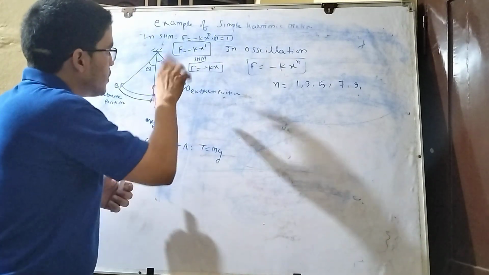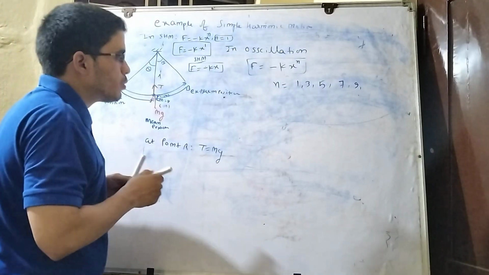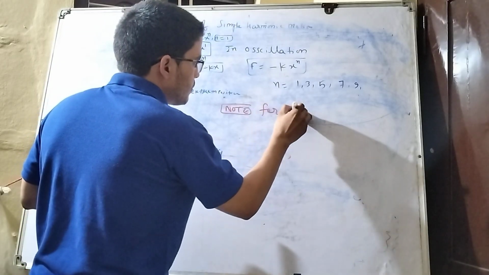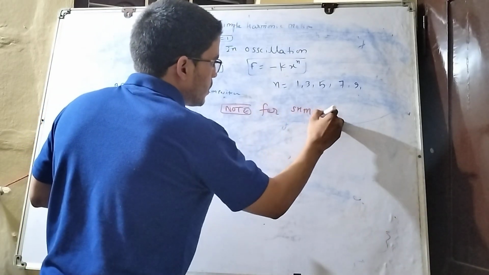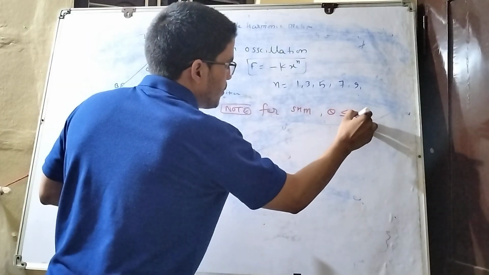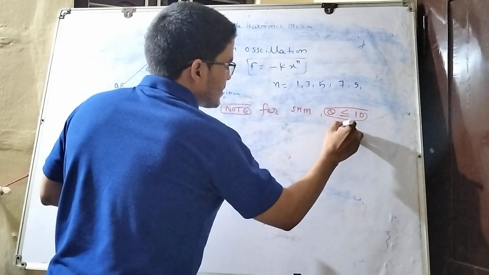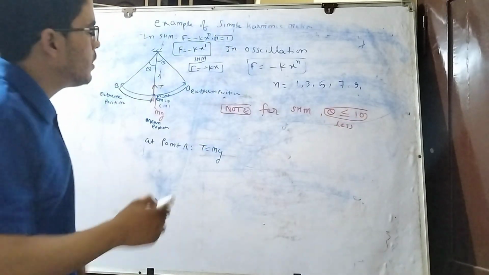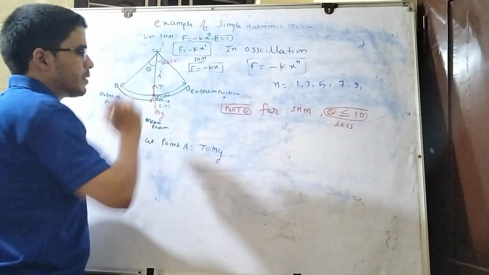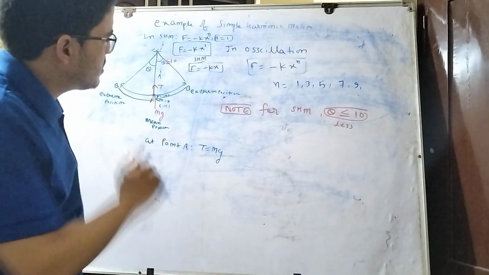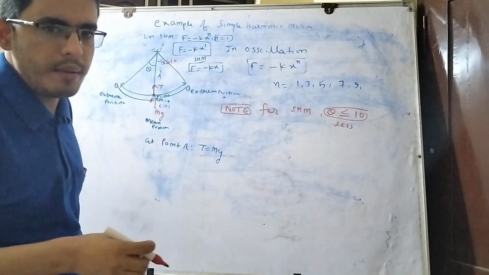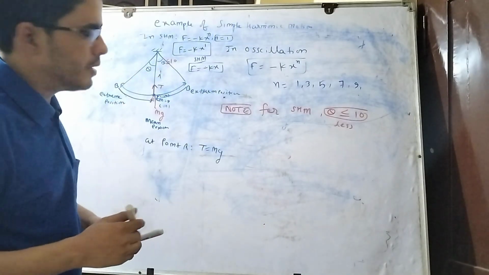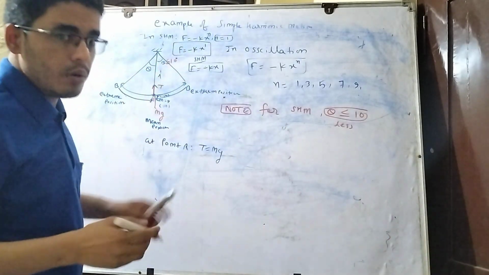At this point, for simple harmonic motion, I am writing one note. For simple harmonic motion, the angle will be very small, not 20 degrees. I told this angle is for simple harmonic, so that will be very small. Generally this angle is like 2 degrees, 4 degrees, 5 degrees, 6 degrees, 7 degrees. So generally that angle is less than 10 degrees. Got my point? Only then it will be simple harmonic.